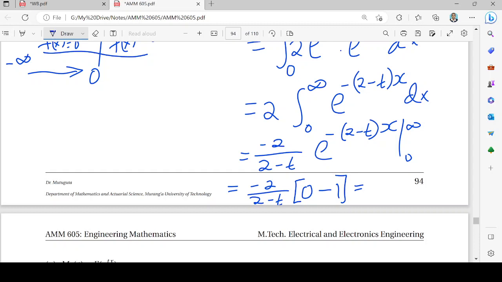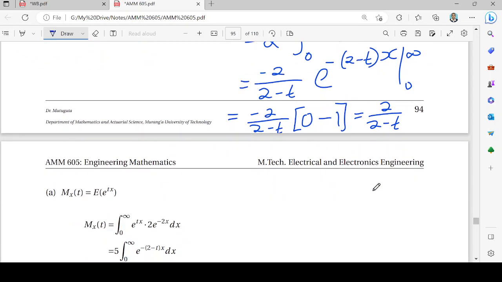And so we get 2 divided by 2 minus t. We can factor out 2 in the denominator, so that this is equal to 2 divided by 2 into 1 minus t over 2. And this reduces to 1 over 1 minus t over 2. This is the moment generating function, and we need to expand this.